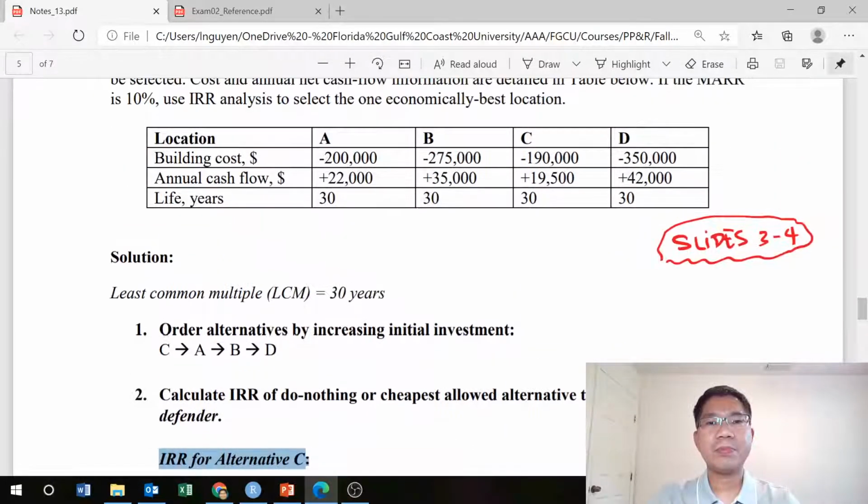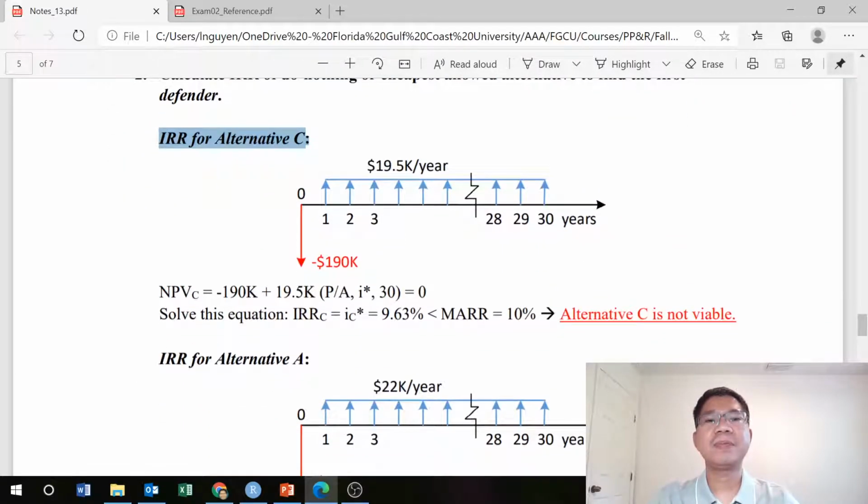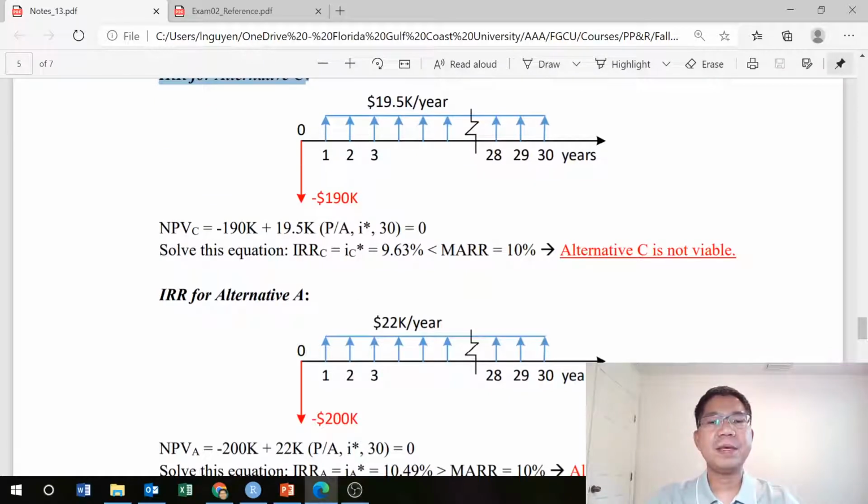The cash flow diagram, we have it there. We have 190,000 and then 19,500. So that we have the cash flow diagram. By now you are an expert, for 30 years. And then we can find the NPV, with I, because we want to find I. Make sense? Because this is the IRR method. So negative 190 plus 19.5 K times P over A, i star, 30, equals 0. And then you can apply that equation here.